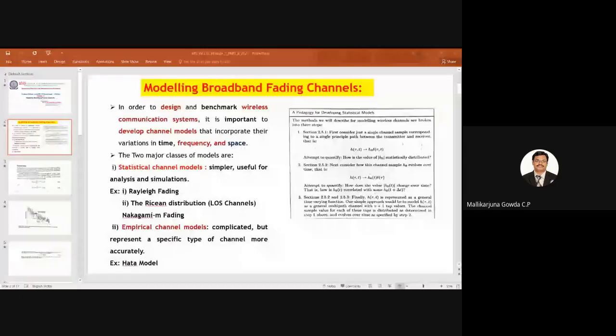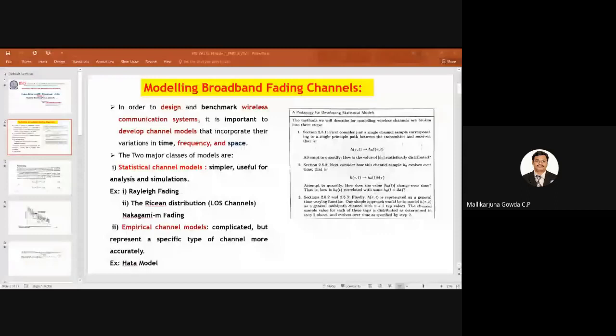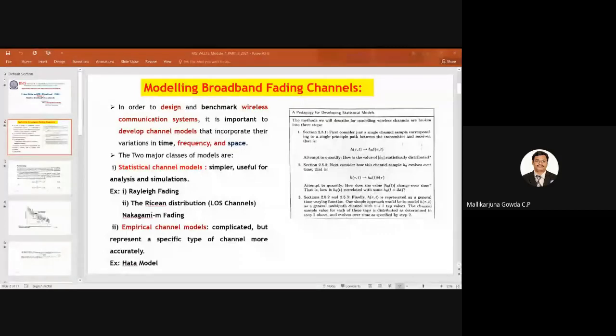If I want to set a benchmark and design a wireless communication system, the development of channel models is a very important task, because by knowing the channel models we incorporate the variations in time, frequency, and space. So these three things are important: how the channel behaves with respect to variation in time, in frequency, and in space.